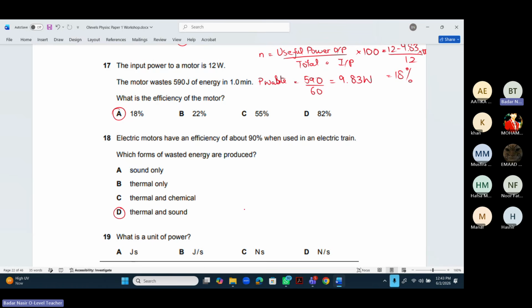What is the unit of power? Power is energy over time. Energy is joule, time is in second, so joule per second. So the answer to question 19 is B.